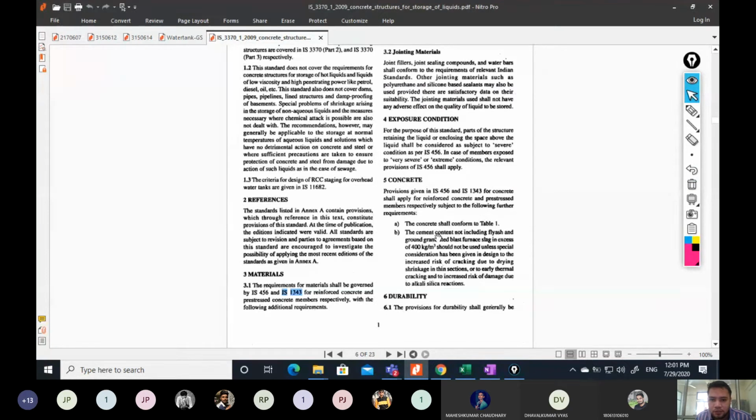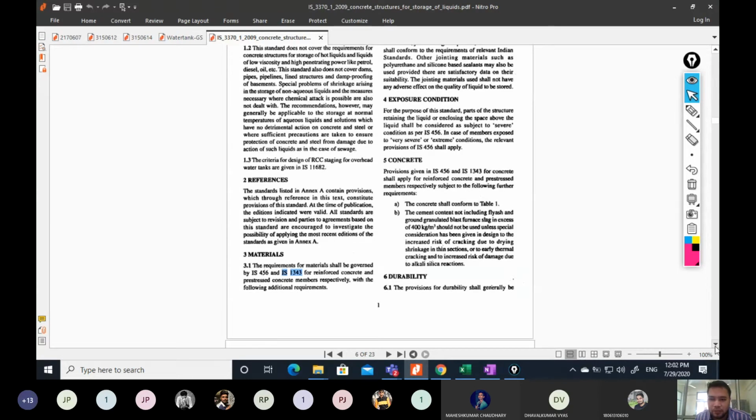Then this clause gives the minimum cement requirement. You can refer to that clause, but this code is not for the design purpose, so we are not going through it, but you can go through it for site purposes.